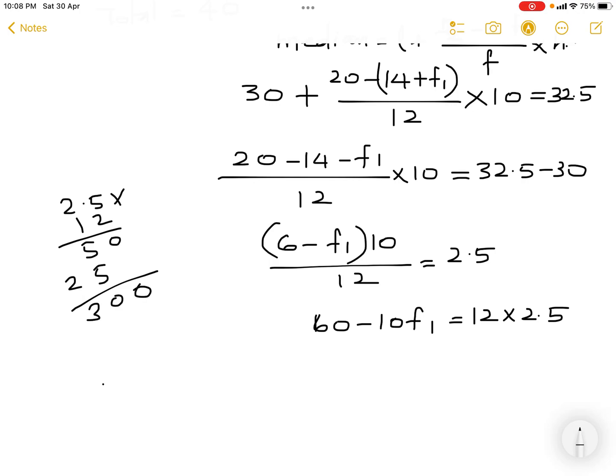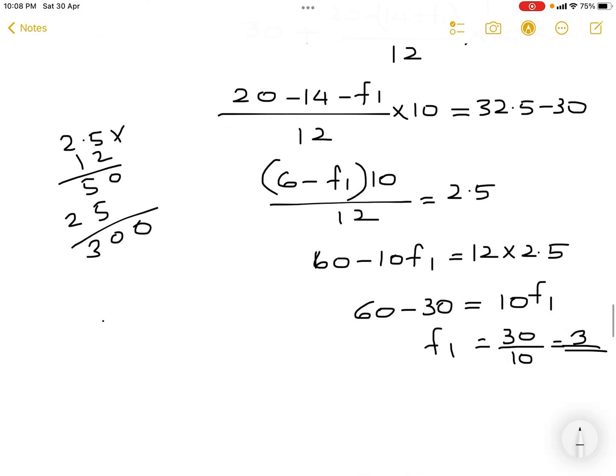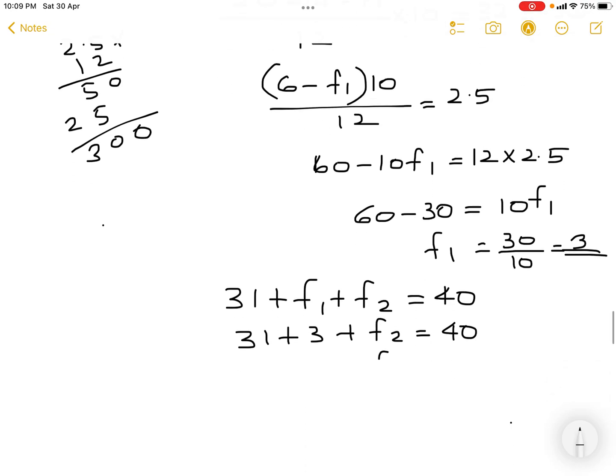2.5 into 12 is 30. 60 minus 30 is equal to 10 F1. F1 is equal to 30 by 10 is equal to 3. Then find F2. 31 plus F1 plus F2 is equal to 40. 31 plus 3 plus F2 is equal to 40. F2 is equal to 40 minus 34. F2 is equal to 6.